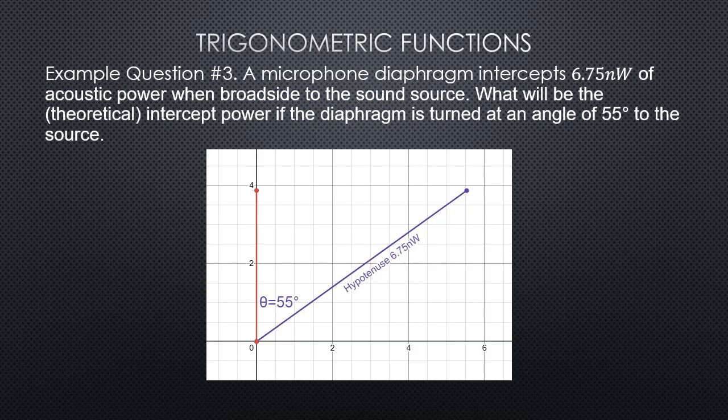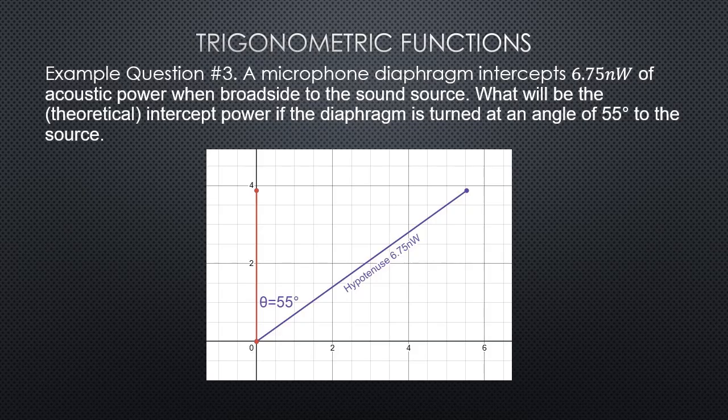So the most power that you're ever going to have is when you're broadside. So when the acoustic waves are hitting the diaphragm or the microphone, if you think of it in this drawing, the hypotenuse is in purple. If the microphone was the x-axis, the hypotenuse would be coming straight in on the y-axis. So the most power you're ever going to have is when that x-axis is perpendicular to the source.